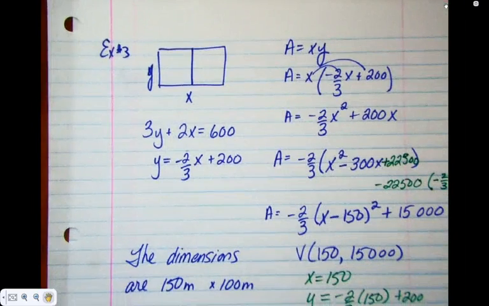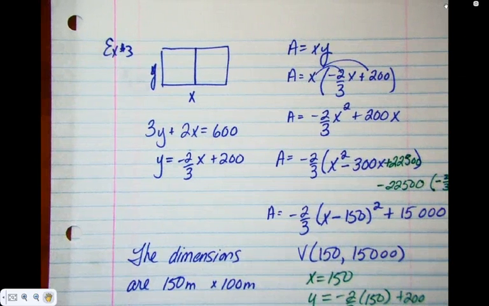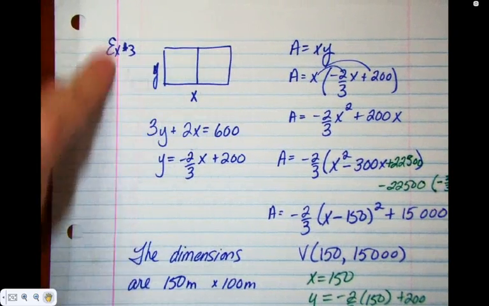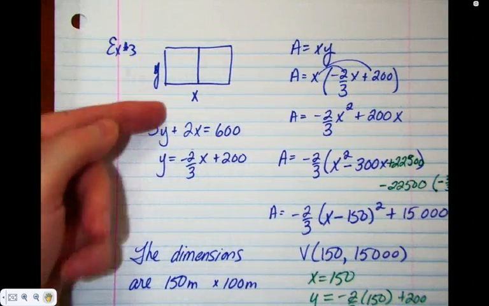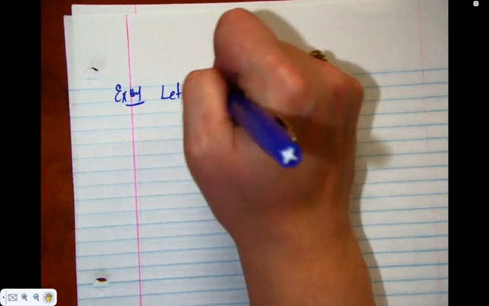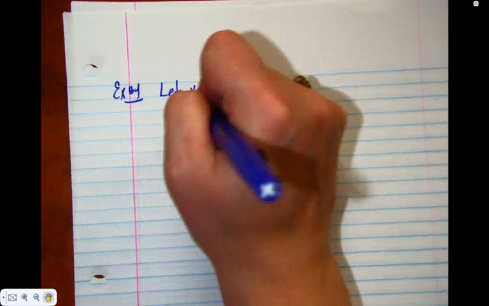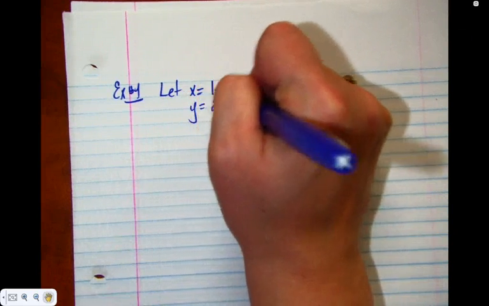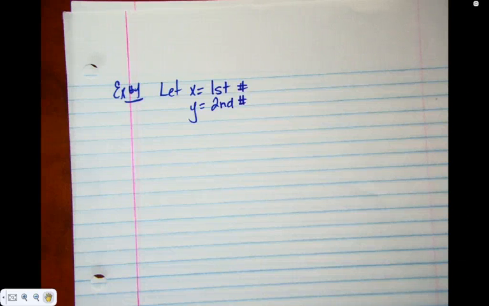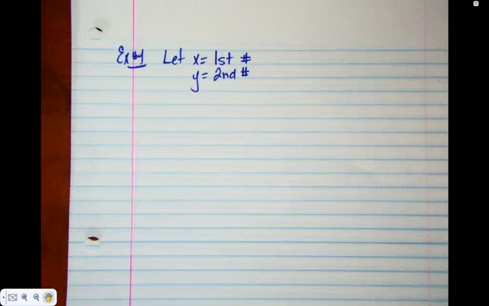We did that without words in the dimension problem. Where did I define x and y? On the diagram. So I haven't done it in words, but it is clear that y is this dimension, x is this dimension. So I have to actually start with let x equal, and I'm just going to call it the first number, and let y equal the second number. That's not first hashtag and second hashtag, it's number. Okay, so that's the equivalent to the diagram in the last question.